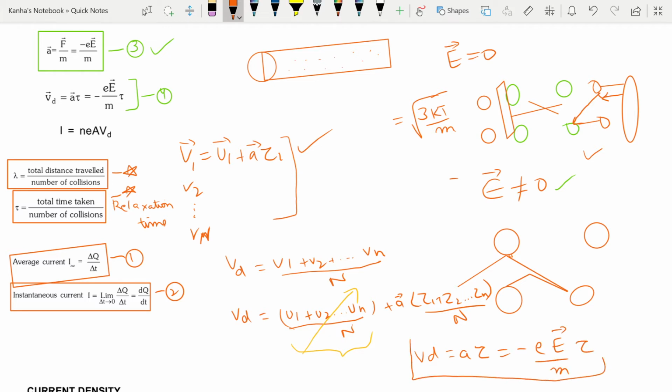This is a very important formula which I have given here as well. My drift velocity is my acceleration times the relaxation time, and it's given by minus E by m into tau. Having this in mind, I can write the current flowing through a conductor with a cross section A and number of electrons per unit volume given by small n as I = nEA vd. This is probably the most important formula that you should remember from here, and it will be very useful as we go ahead.